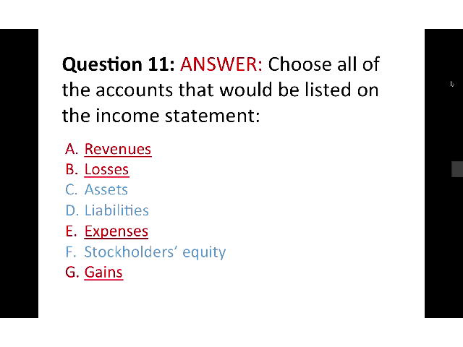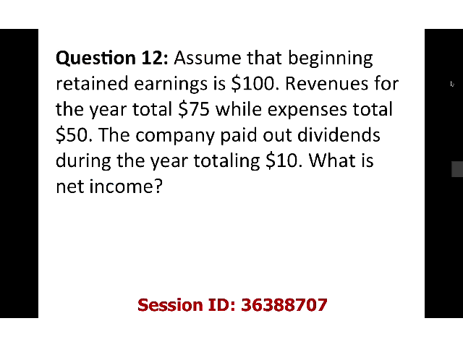Okay, so here's another one. I have not put it out in Learning Catalytics. I want to talk about it first, so you will be prepared to answer this as soon as I'm done talking. Let's assume that beginning retained earnings is $100. Revenues for the year total $75, while expenses total $50. The company paid out dividends during the year totaling $10. What is net income?